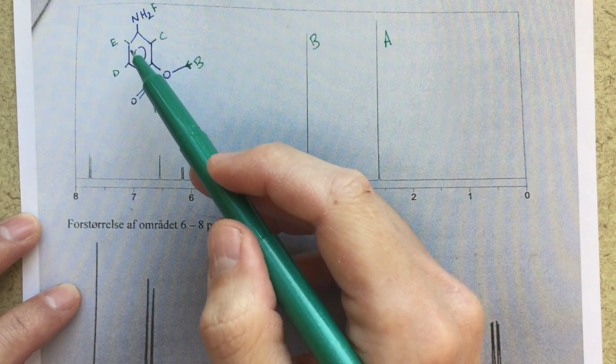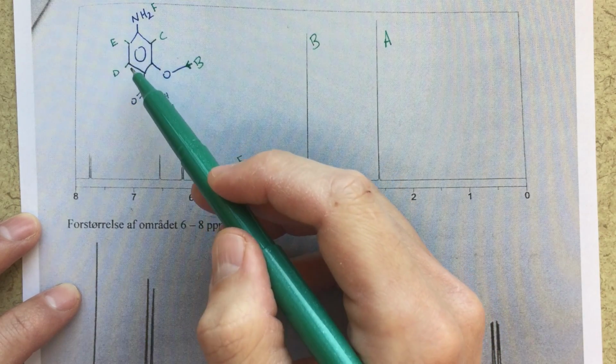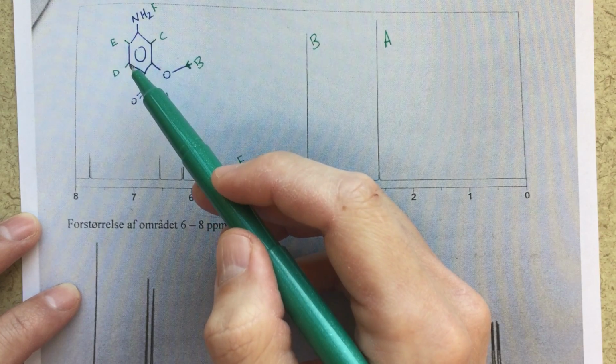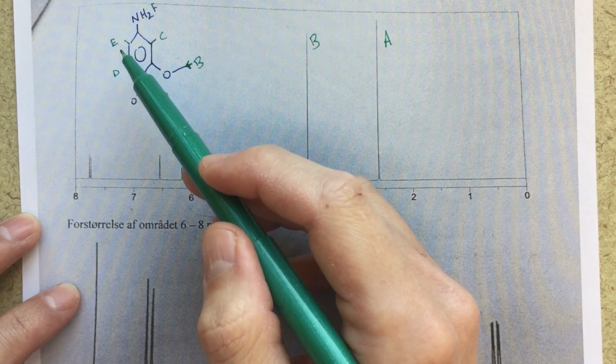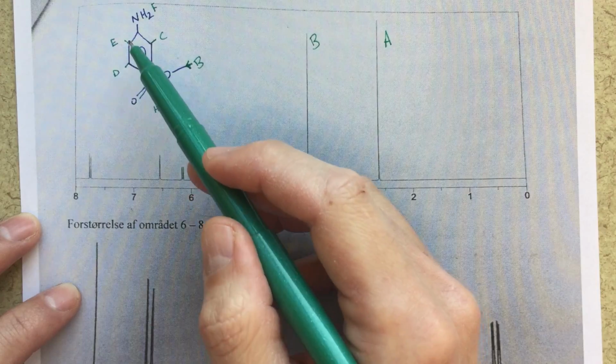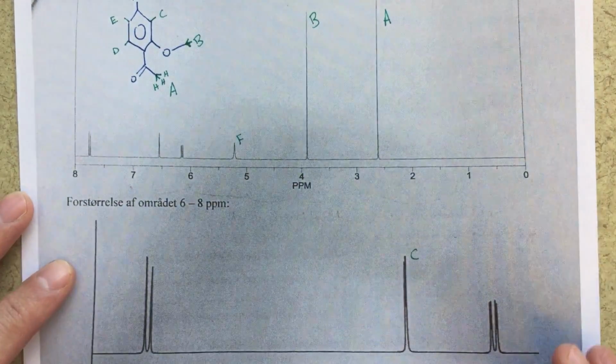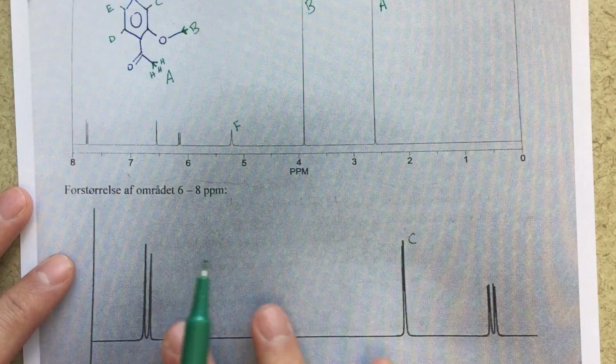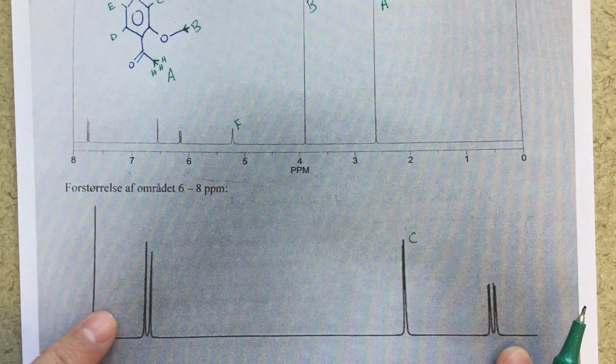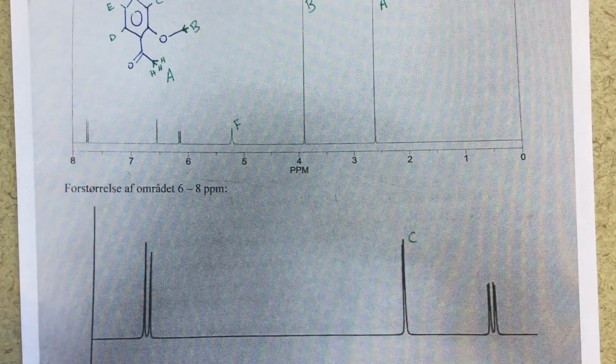Now E and D, they're going to split one another, right? So E and D, we're going to get some splitting between them because this proton D is going to be split by E, E is going to be split by D. So these should look as doublets, right? And then in fact they do. We do see 2 doublets here. Now deciding which one is which, right? Which one is E, which one is D, that's going to be a little bit more complicated.